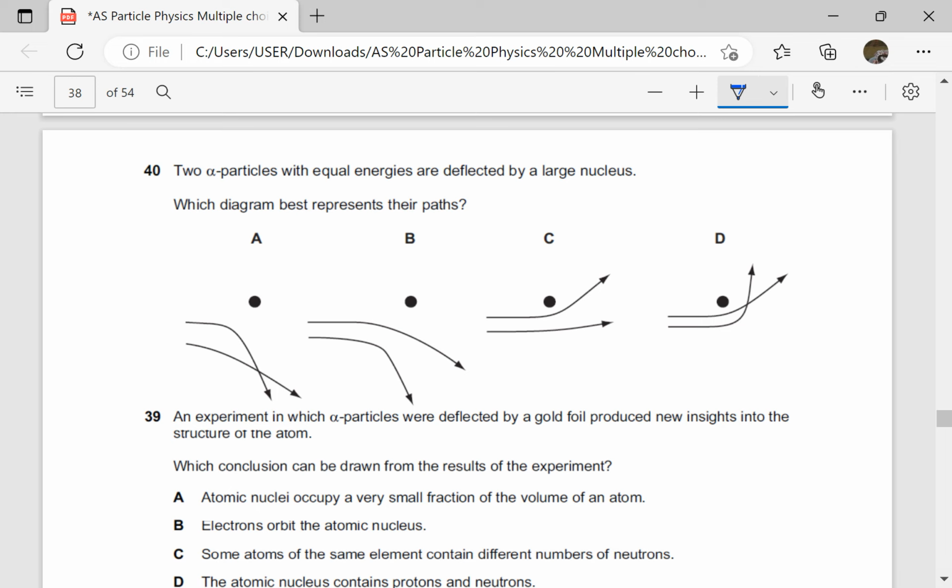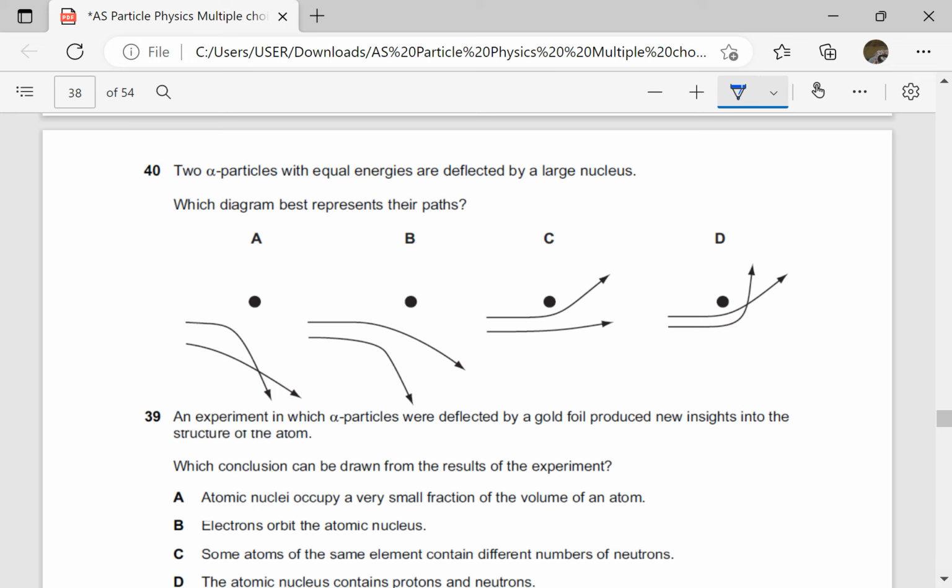An experiment in which alpha particles were deflected by gold foil produced new insights into the structure of the atom. Which conclusion can be drawn from the results of the experiment? Atomic nuclei occupy a very small fraction of the volume of the atom. I think that is very true. Electrons orbit the atomic nucleus. We can't draw this, although it is true. We can't draw it from the alpha particle experiment.